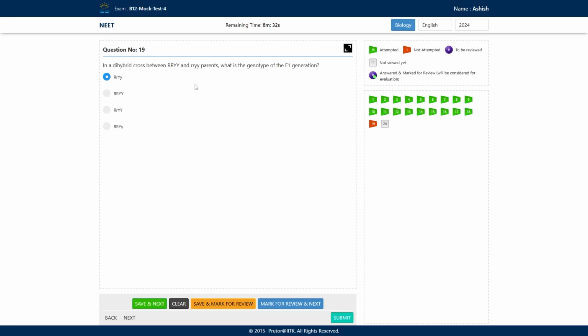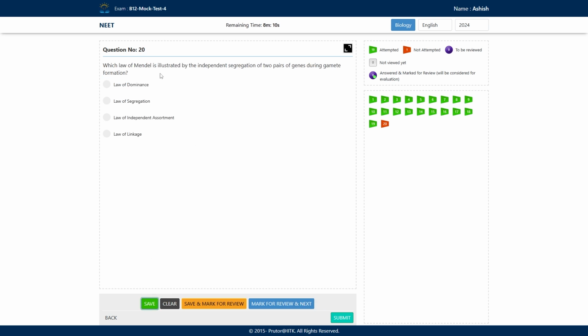Now a diploid organism inherits one allele from the father and one allele from the mother. So it will inherit capital R from the father, small r from the mother, and capital Y from the father and small y from the mother. So the genotype will be capital R small r, capital Y small y, meaning there will be a heterozygous condition in the F1 generation.